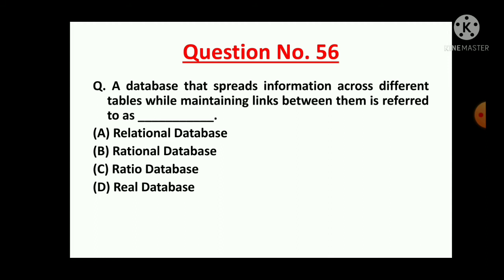Question number 56. A database that spreads information across different tables while maintaining links between them is referred to as relational database, rational database, ratio database, real database. The correct answer is, of course, option A, relational database.